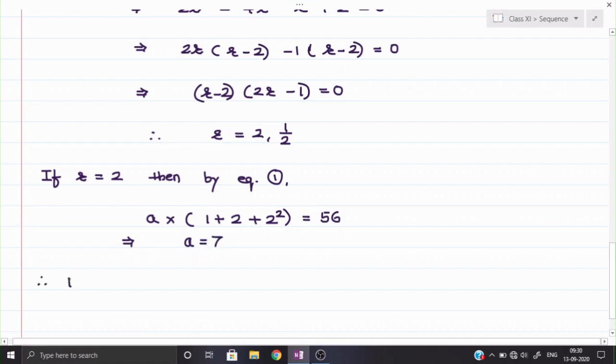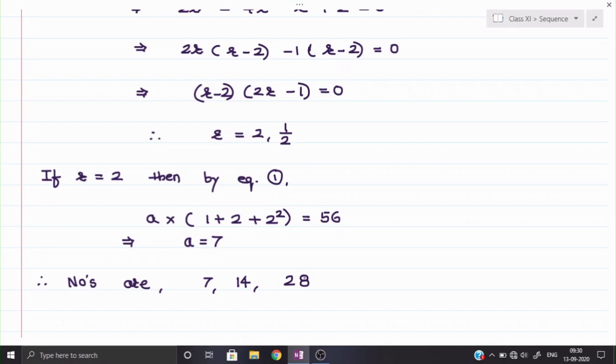Therefore according to this situation, what will be our numbers? See, numbers we have supposed as A, AR and AR square. So A means it is 7, AR means 7 into 2, that is 14, and AR square means R square is 4, 7 4s are 28. You can check once whether these numbers are forming a GP or not. 14 divided by 7 is 2, and 28 divided by 14 is also 2. And if you add all of them, then definitely they will give you a sum of 56.